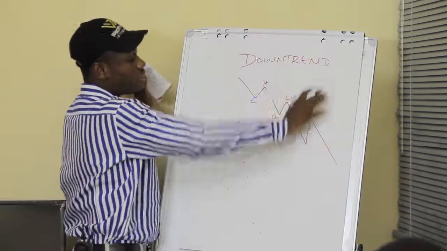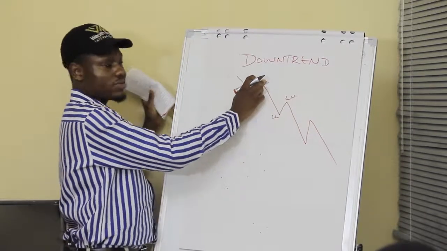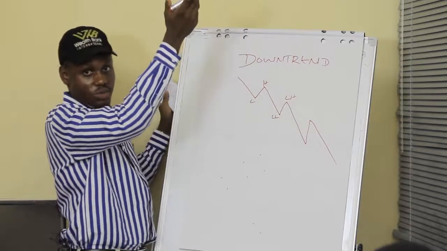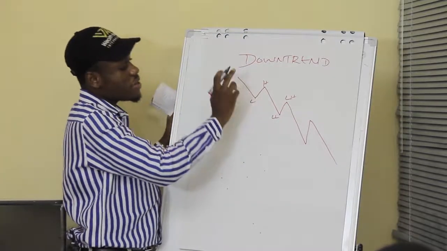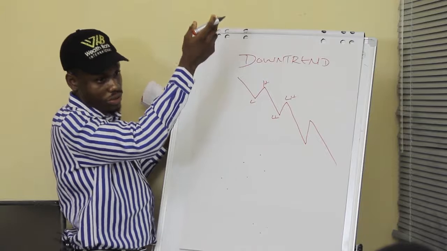In a downtrend, there will be a high. So it is in an uptrend, there will be a high. In a downtrend, there will be a low. So it is in an uptrend, there will also be a low.